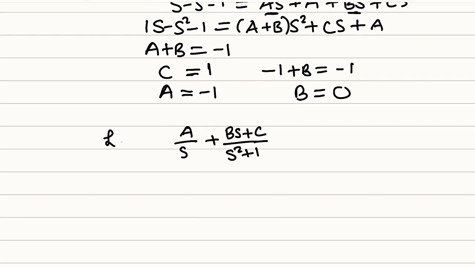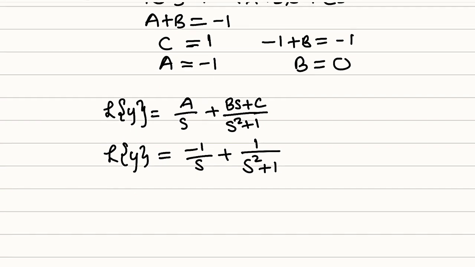Remember that this is the Laplace transform of y. And this becomes: a is -1, so we have -1 divided by s, plus b is 0, so the whole of this becomes 0. We only have c at the top, and c is 1. You can see it here. So we have 1 divided by s squared plus 1. All right, now we are free to take the inverse Laplace transform of both sides.